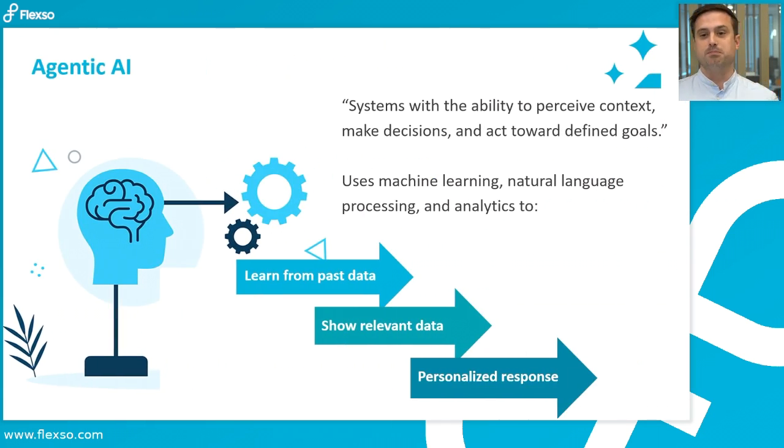So moving on to the AI capabilities, I already mentioned it just now, agentic AI. So what are we talking about? We're talking about systems with the ability to perceive context, make decisions, and act towards a defined goal. Very strict quote, but what it means is machine learning and natural language processing is used to learn from past data. So you can upload already existing data into the AI model or allow it to access this data to learn from it. Then when you're doing your daily work, you can use the relevant data to create a personal response. And we'll see in the demo how that works.